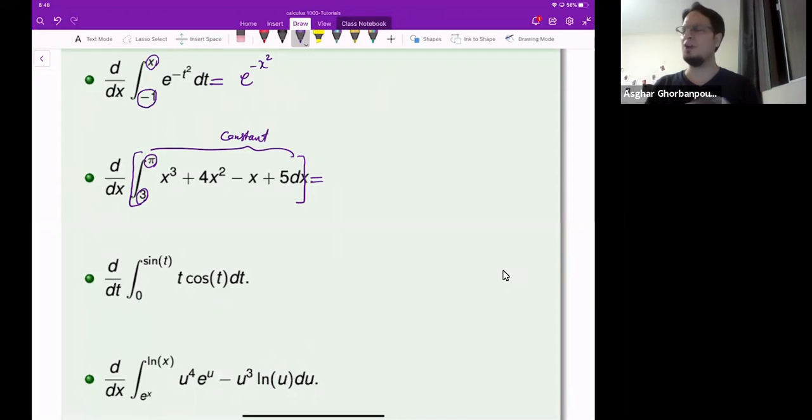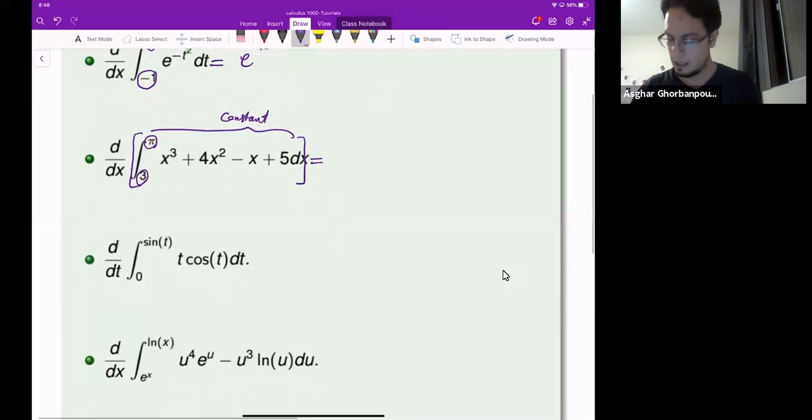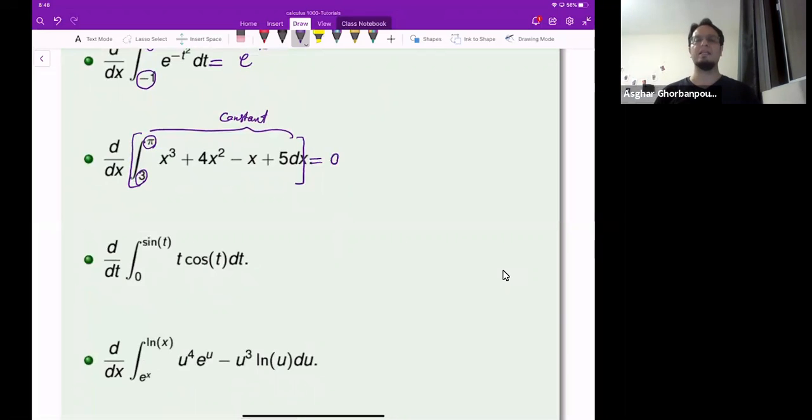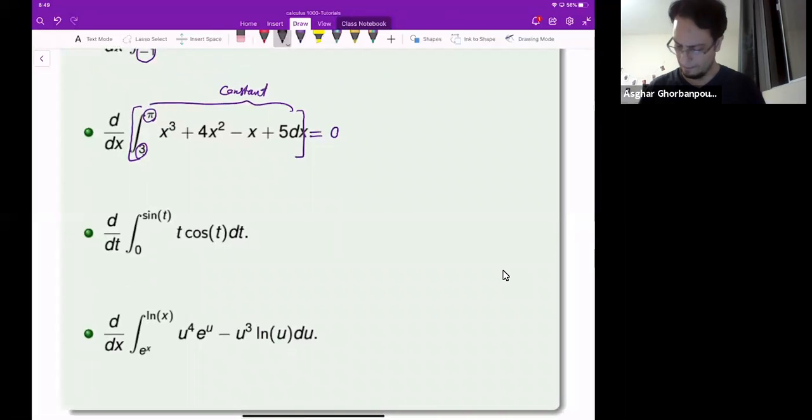Because there is no variable in the limits. The derivative of a constant, no matter where that constant is coming from, whether it is the value of some definite integral or it is given, the derivative of a constant is always equal to 0.